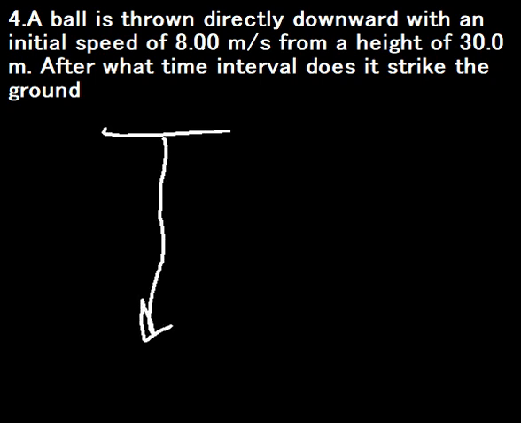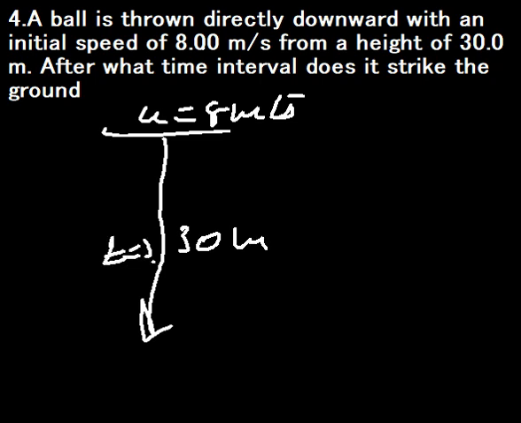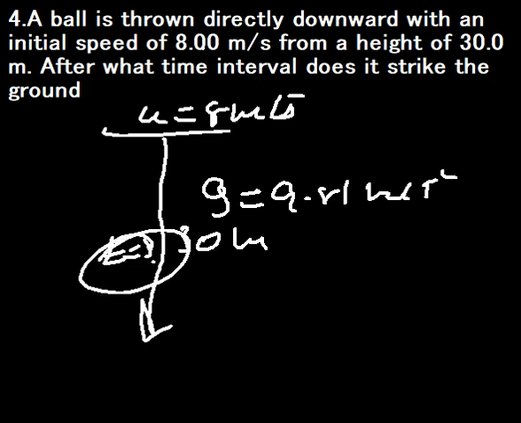We have the initial velocity given as 8 meters per second, and we have the height being given as 30 meters. So we are trying to find the time, for which the acceleration due to gravity will be positive 9.81 meters per second squared. So try to find the time the way we discussed it before.